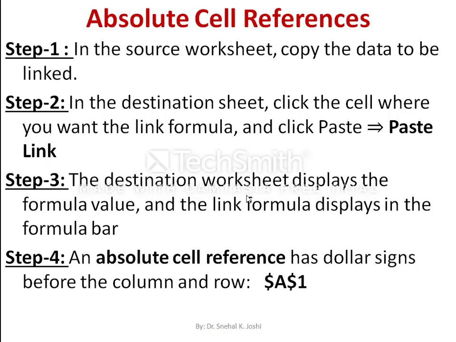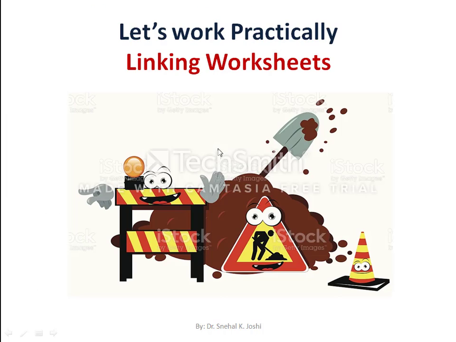And finally, an absolute cell reference has dollar signs before the column and the row. Okay, so by just viewing the formula bar, you can understand that this is actually an absolute cell reference. Okay, so this is how you can perform absolute cell reference.